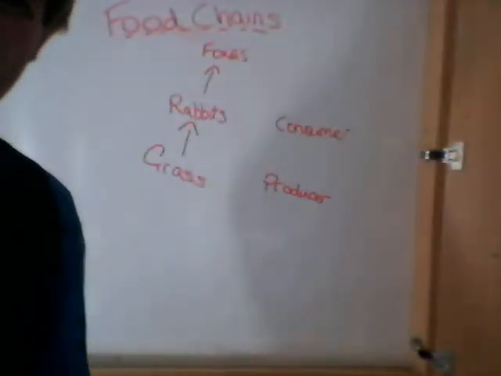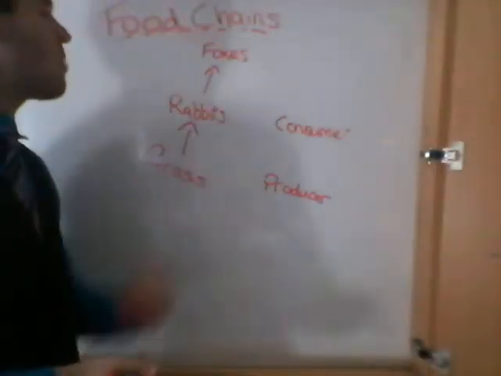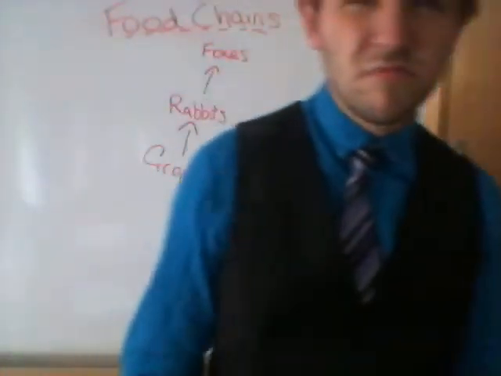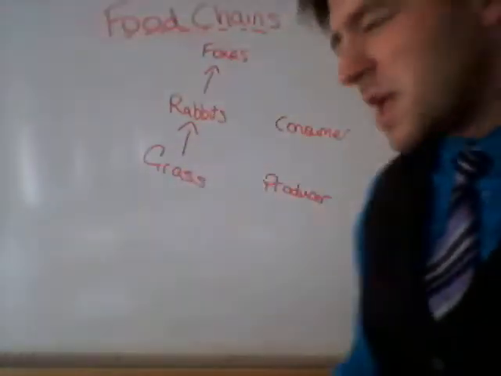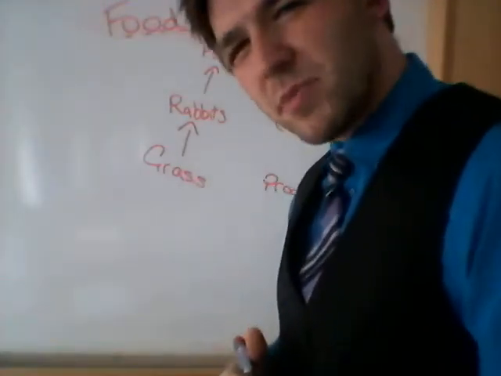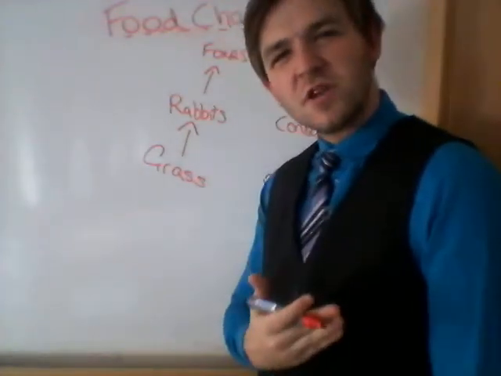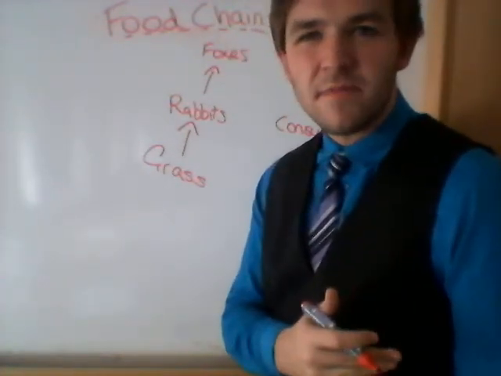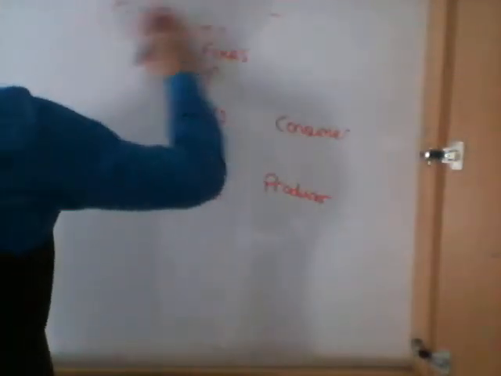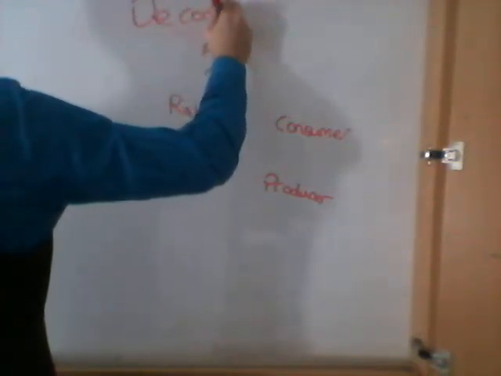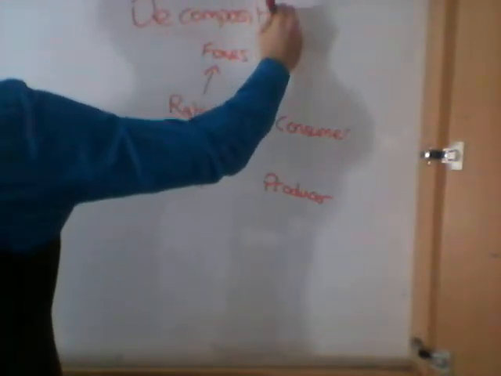But what happens to the foxes? Because the grass will be eaten, the rabbits will be eaten, but the foxes, they'll die too. There is no animal on this planet that can live forever. What happens to the foxes when they die? What happens is a process called decomposition.